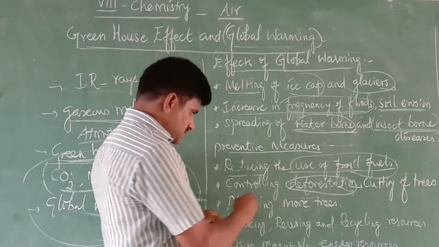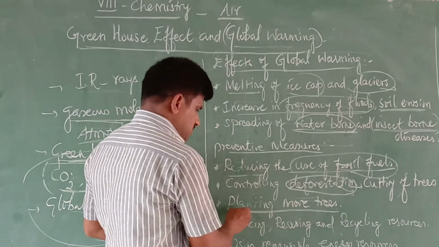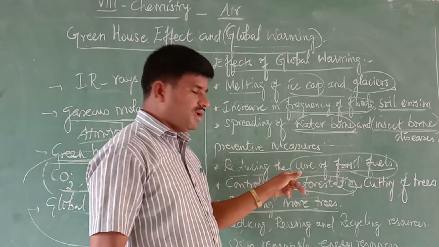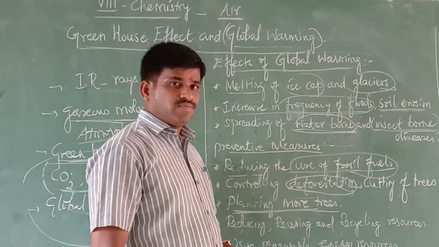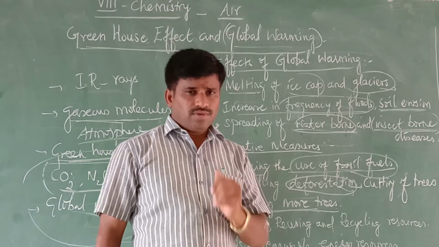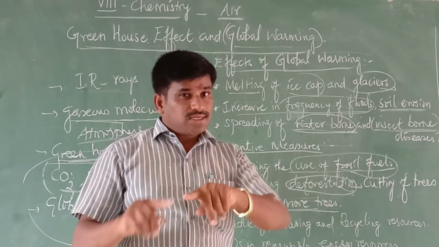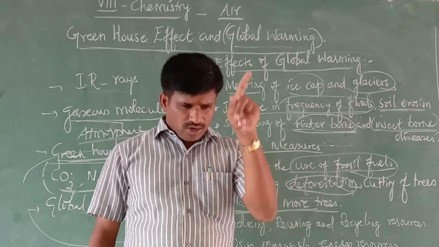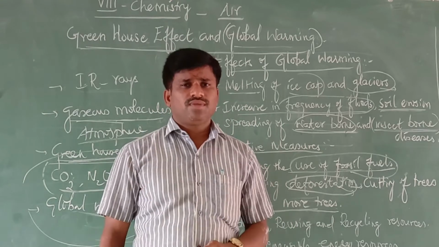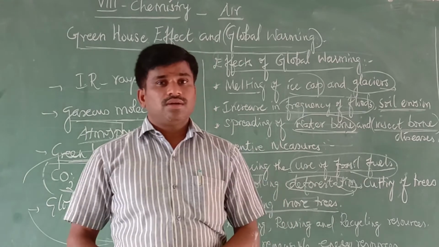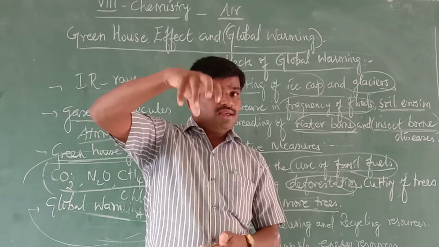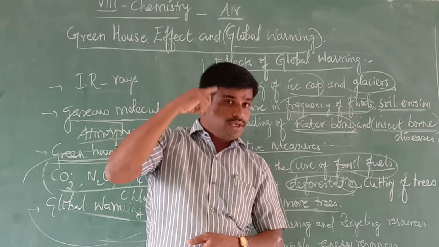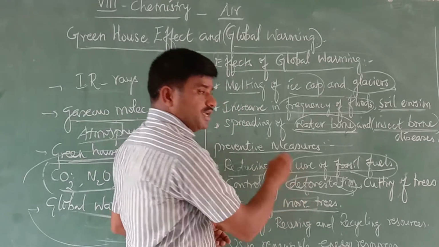The next step is planting more trees. We should plant more trees and should not cut the trees. Suppose for our activity we are cutting one tree, we should plant ten trees. This is actually the plan of our government. When you cut one tree, to compensate for that, how many trees should you plant? You should plant ten trees. That is the thing you should keep in your mind. So, planting more trees.